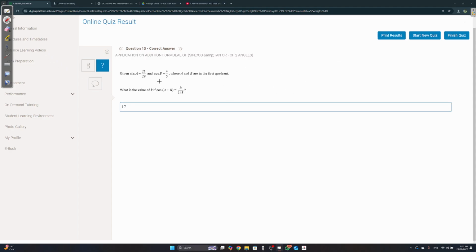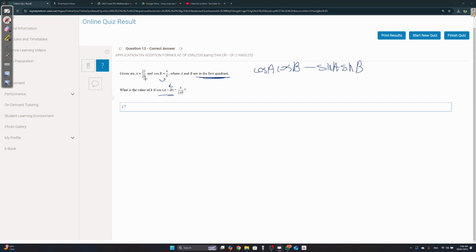Given sine A is 29 (over something), cosine B is 4 over 5, where A and B are in the first quadrant. What is the value of k if cosine A plus B is k over 145? What is cosine A plus B? Cosine A plus B is cosine A cosine B minus sine A sine B. But what are we missing? We're missing cosine A and we're missing sine B. So can we find them?